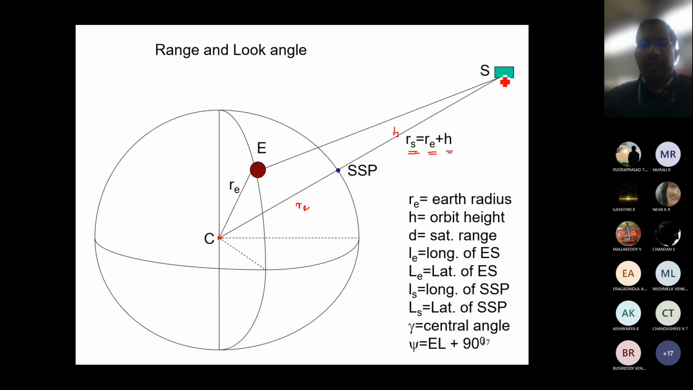Because your satellite is rotating in an orbit, that orbit can be a circular orbit or an elliptical orbit. When we talk about the orbital height, it is always calculated from the center of the orbit. Since the Earth is there, the center of Earth is the center of the orbit. So RS is called the orbital height, whereas H is the altitude of that satellite, that means from the Earth's surface at how much distance the satellite is located.